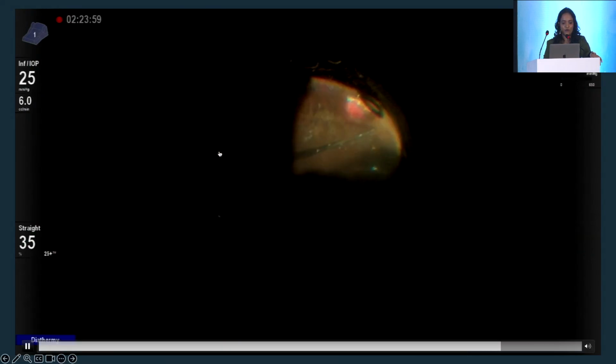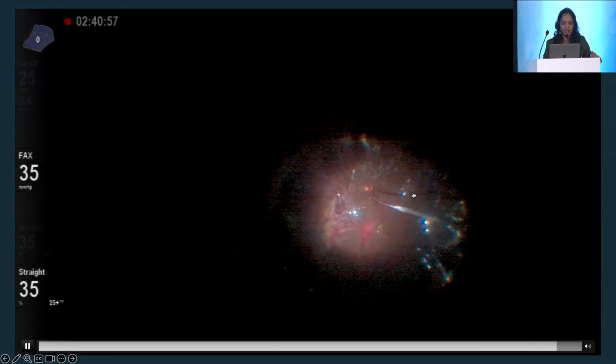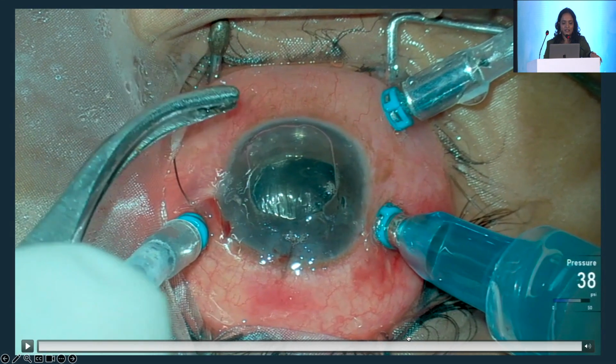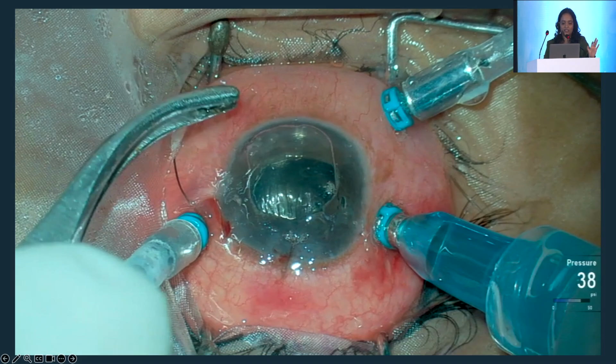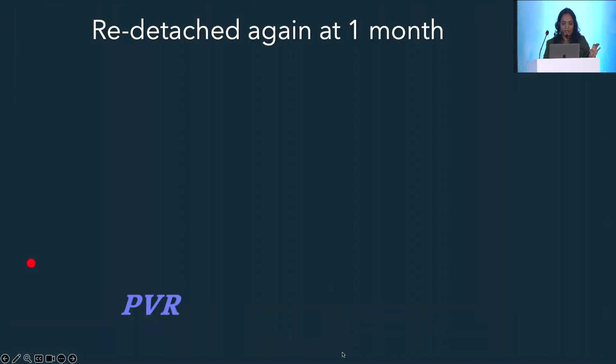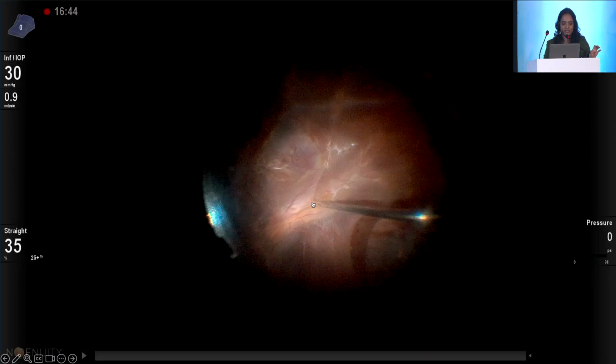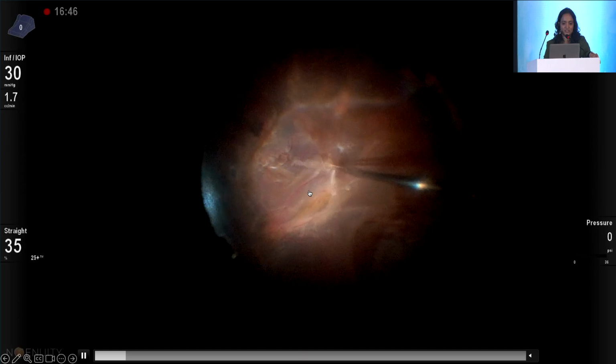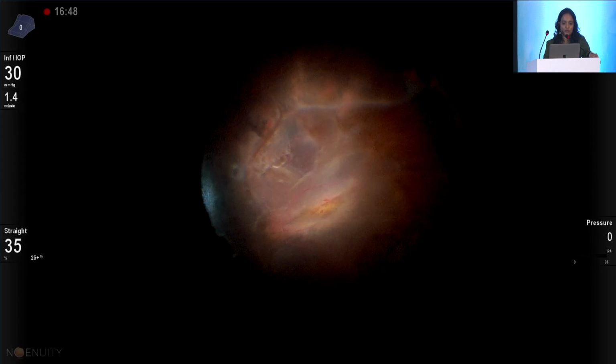So now if I see this eye, you can see that there's a lot of siderosis, definitely, and that's of course in hindsight. Then we did a 360-degree retinectomy, managed to remove the foreign body as well as attach this retina. But like I said before, it redetached again. This is the third surgery, removed membranes.